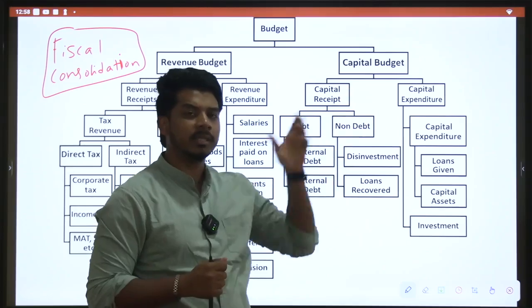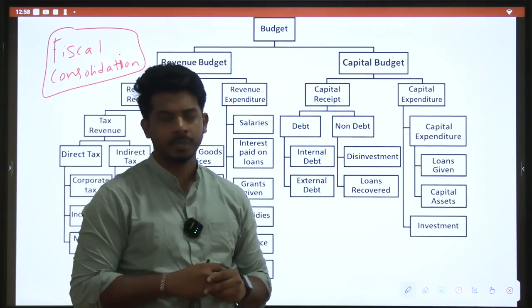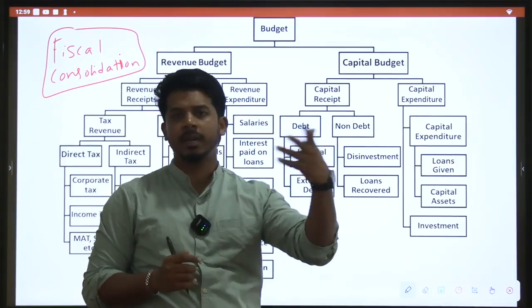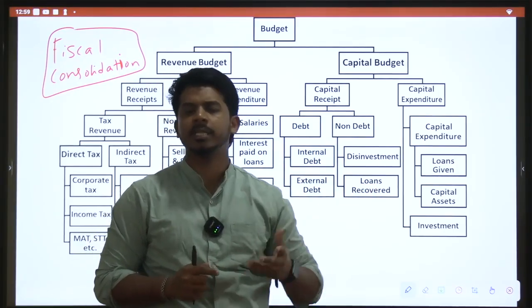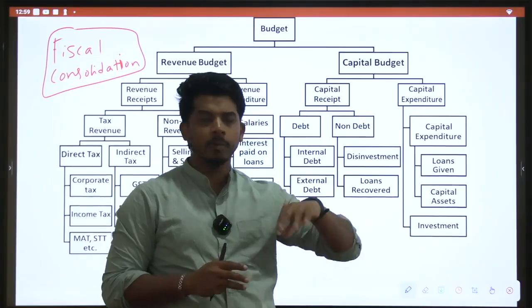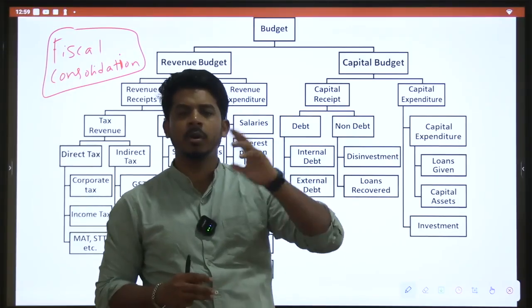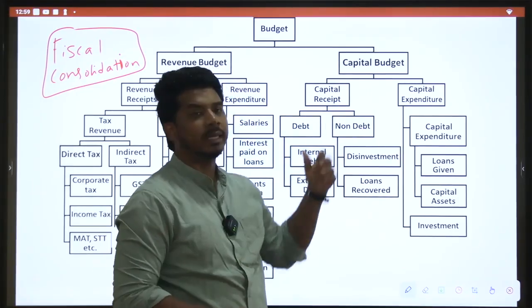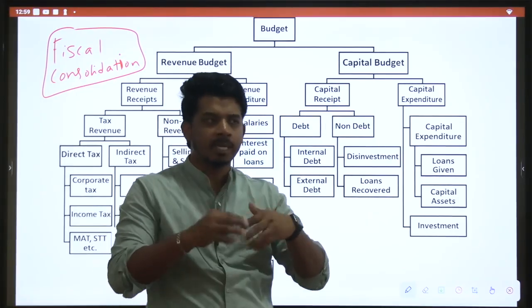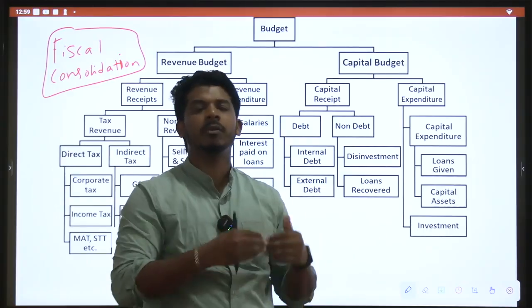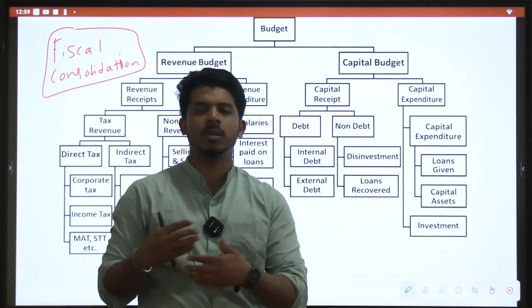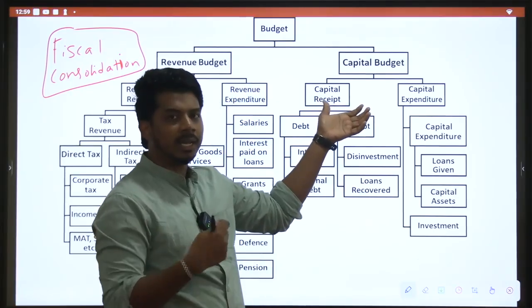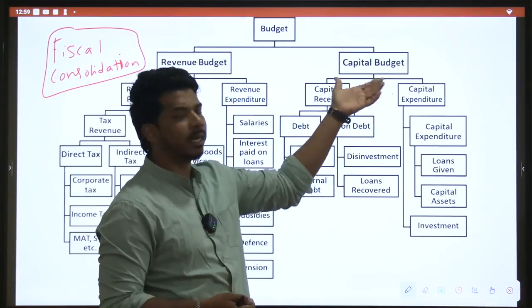There are some things that do not happen at regular intervals, happen very rarely. Like if I sell my company, let's say there is a public sector enterprise and government has sold it and got some 2 lakh crore on it. Now it will be a capital receipt. Okay, government has borrowed a loan. Then it is one such thing. It's not like government borrows every month. Okay, so irregular things, rare things come under capital budget.